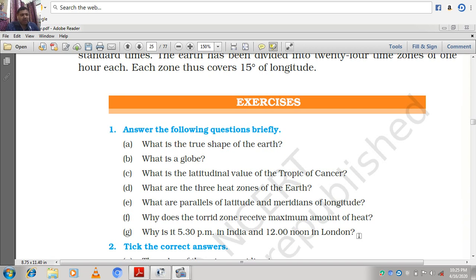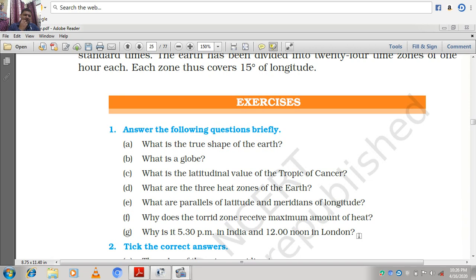And every 1 hour belongs to 15 degrees according to time. So whenever we go 15 degrees to the right side, it will be a 1 hour time difference, and whenever we go 75 degrees, the time difference will be 5 hours, and whenever we go 82.5 degrees, the time lag between IST and GMT is 5 hours and 30 minutes.